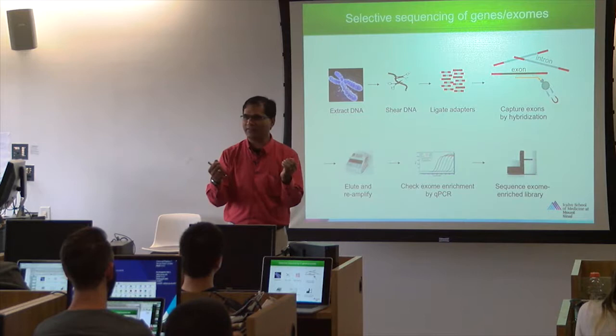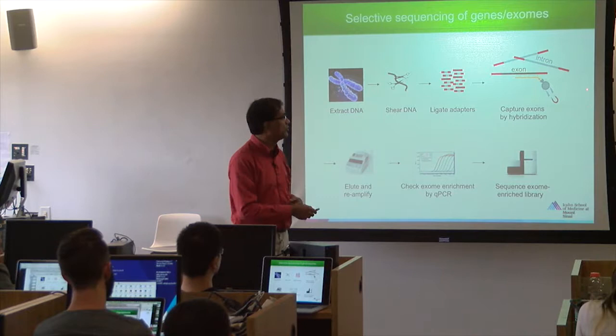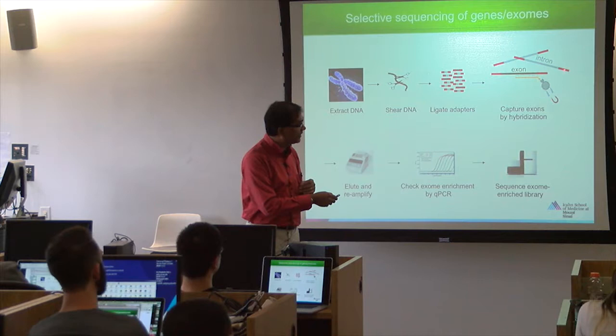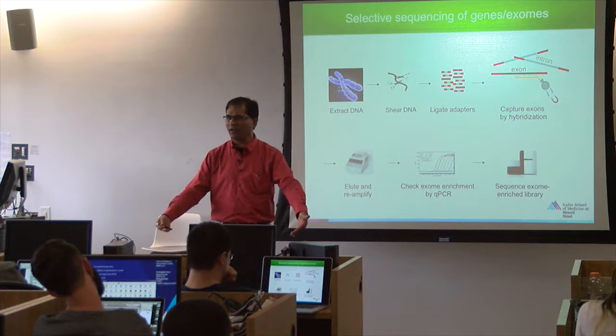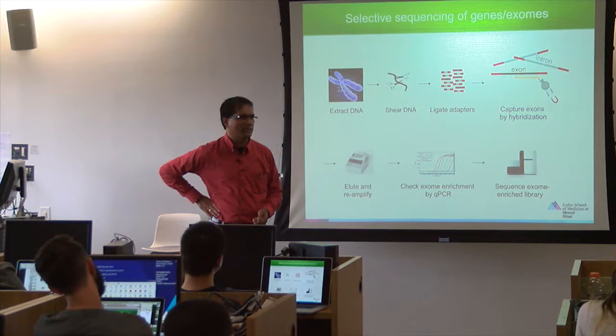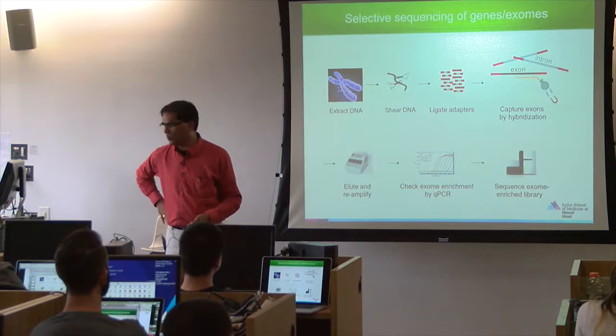So you can pool many samples in one lane. You can put a molecular barcode, another synthetic, very specific nucleotide sequence of 6, 7, or 8 base pairs, and you can pool more samples. It is becoming cheaper and cheaper. You can do exome sequencing at 40x for a few $100, about $500. Cheap, right? So from the genome, you do the exome.